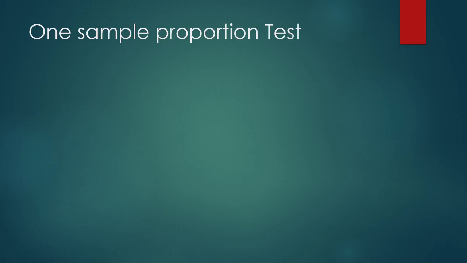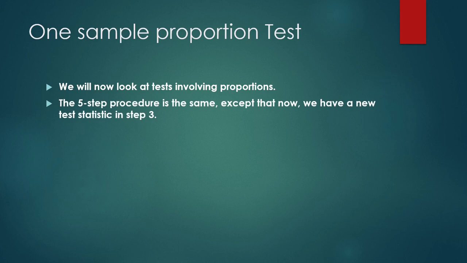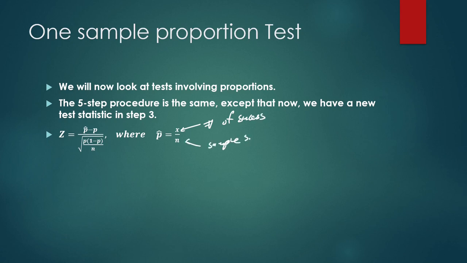In the one sample proportion test, there's going to be 5 steps just like we did earlier, except now in step 3 we have a new test statistic. Z is equal to p hat minus p over the square root of p times the quantity 1 minus p over n, where p hat is equal to x over n, and remember x represents the number of successes, and n is the sample size.